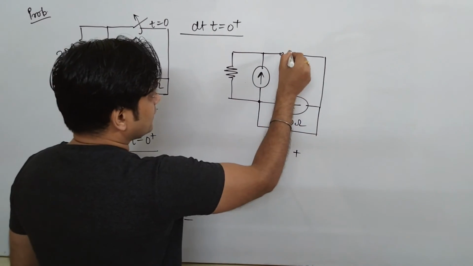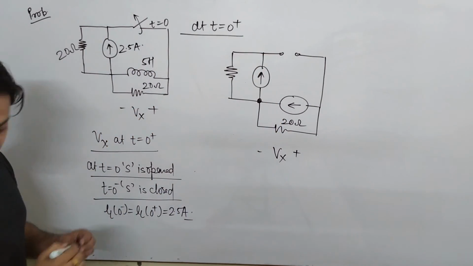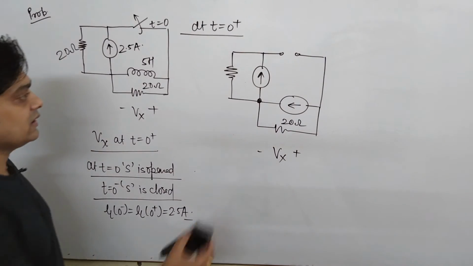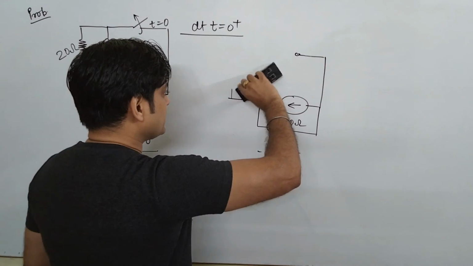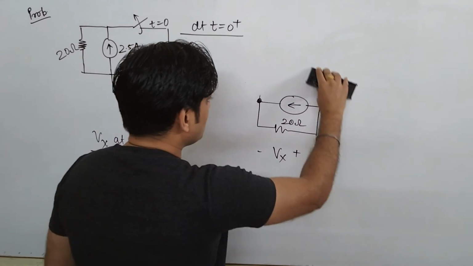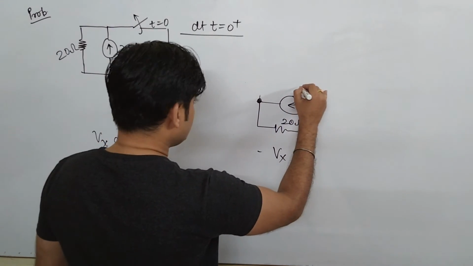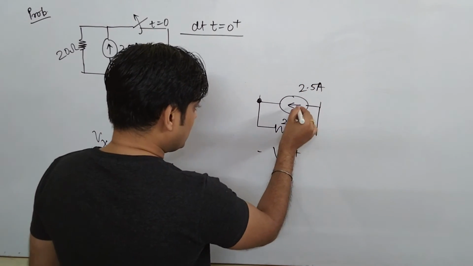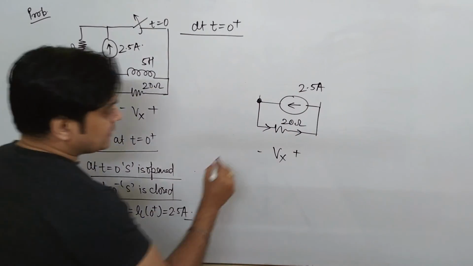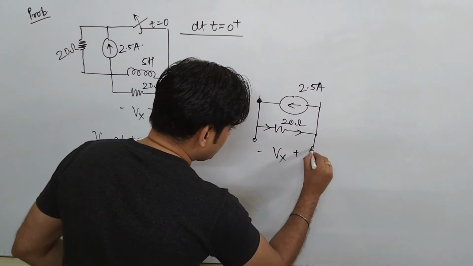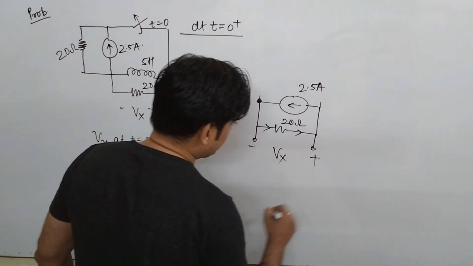Now if you see, there is no significance of this part of the network which is connected here. So can I remove it? Why? Because it is open circuit, so there is no need to draw it. From here you can see that this value, 2.5 ampere, will flow in this manner. So if I draw the terminals here, this terminal is your negative terminal, this terminal is your positive terminal.